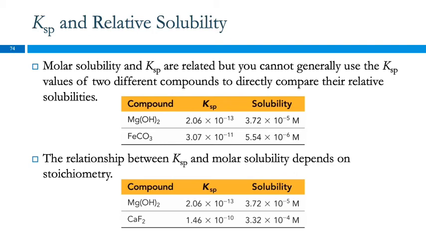We did questions like both of those. So the relationship depends on stoichiometry. If we compare 2 compounds with the same number of ions, this one has 3 ions, 2 hydroxides and a magnesium. This one has 1 calcium, 2 fluorides. And here, if we look at the relative KSPs, this is a smaller KSP, smaller solubility. Larger KSP, larger solubility. But we have to be careful. You can't just use that as a comparison. You have to make sure the stoichiometry is the same.